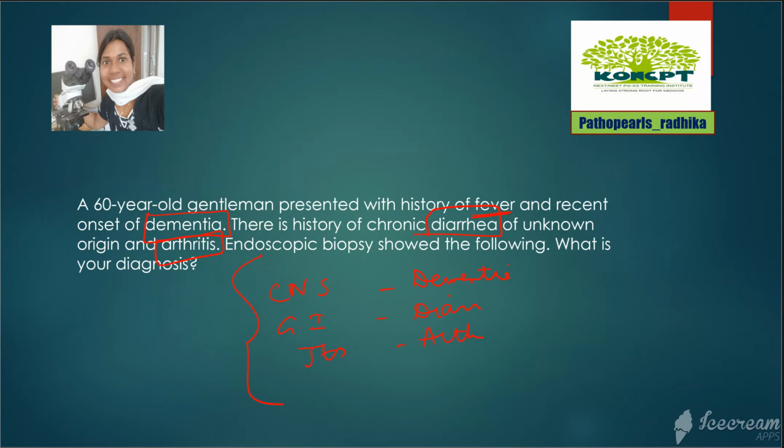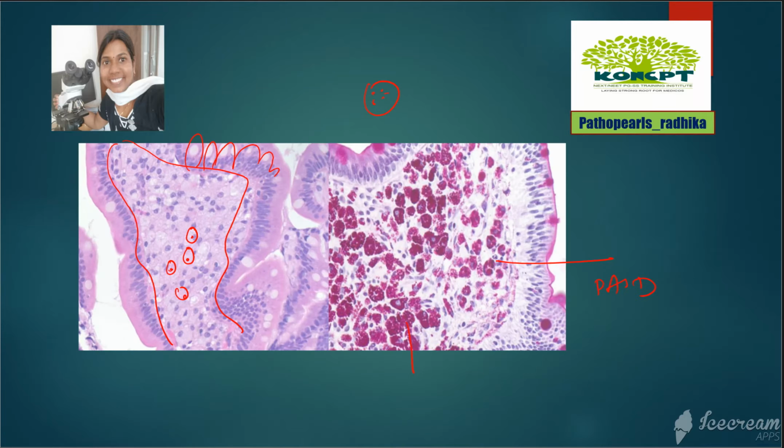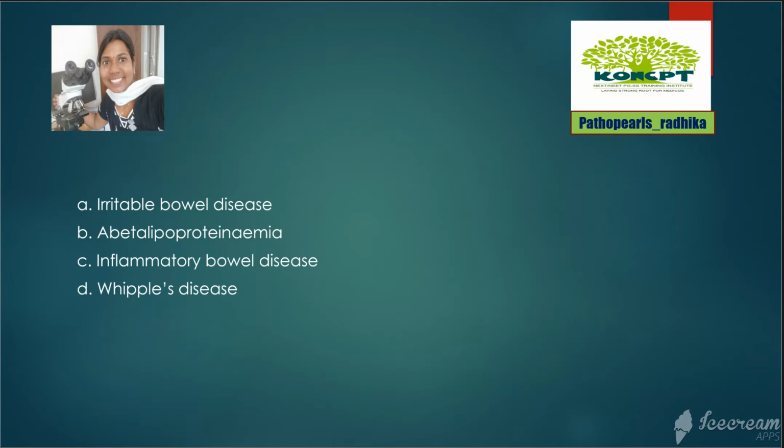So both put together, when you have involvement of CNS, GIT, joints together with PASD, PAS positive and diastase resistant organisms, then there is only one diagnosis. So you have Whipple's disease. Okay. So what is Whipple's disease? So Whipple's disease is caused by Tropheryma whipplei.